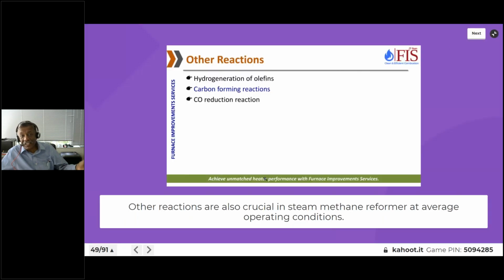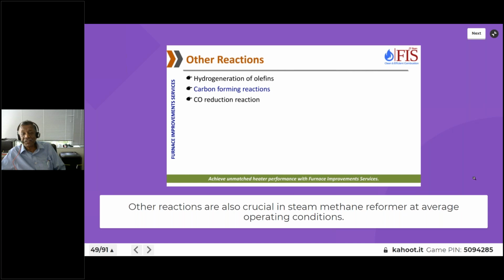There are some other reactions taking place. Let's just go over quickly. One is the hydrogenation of olefins. The important one is carbon forming reactions or CO reduction reactions, because another problem with the catalyst is carbon. If you have carbon deposit on catalyst, your catalyst is gone. The catalyst is a surface phenomenon. If your surface is clean, that's where the catalyst is active. If you cover the catalyst with soot, carbon, anything, catalyst becomes deactivated.